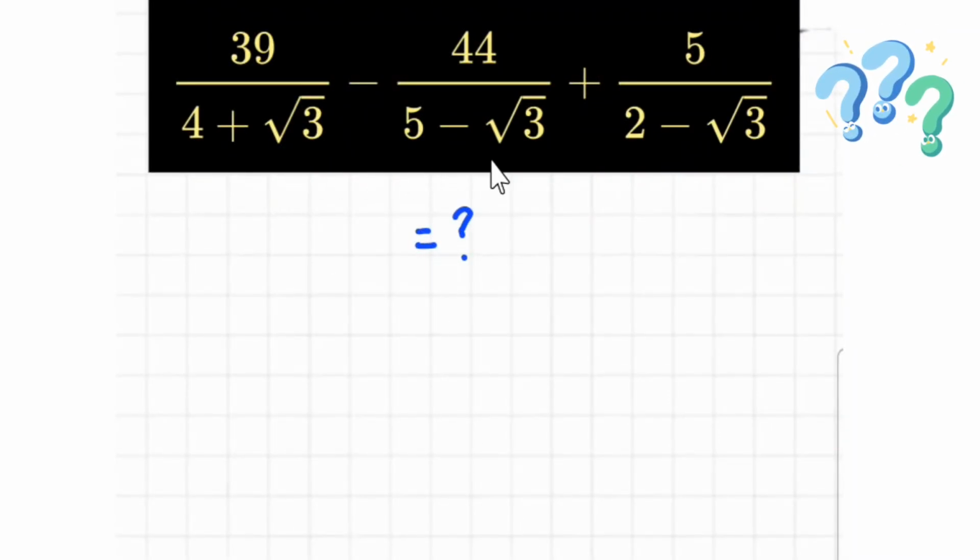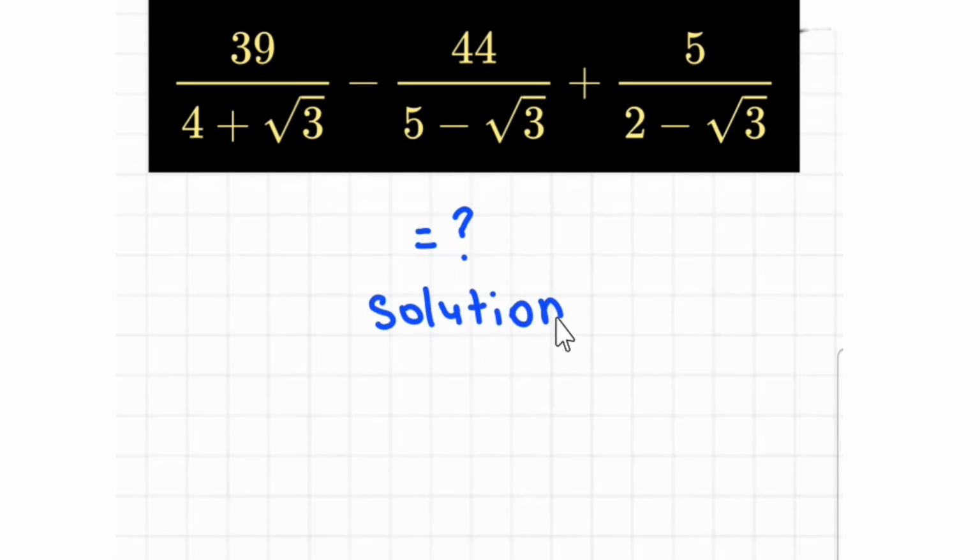Today, we are going to find a beautiful solution to an amazing problem. Grab your notebook, and let's solve it step by step. Step 1. Rationalize the denominators. Multiply the numerator and denominator of each fraction by the conjugate of its denominator.